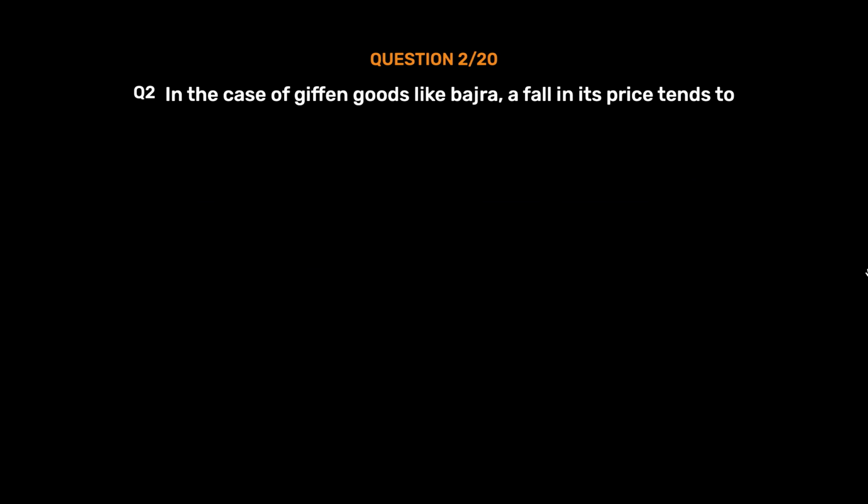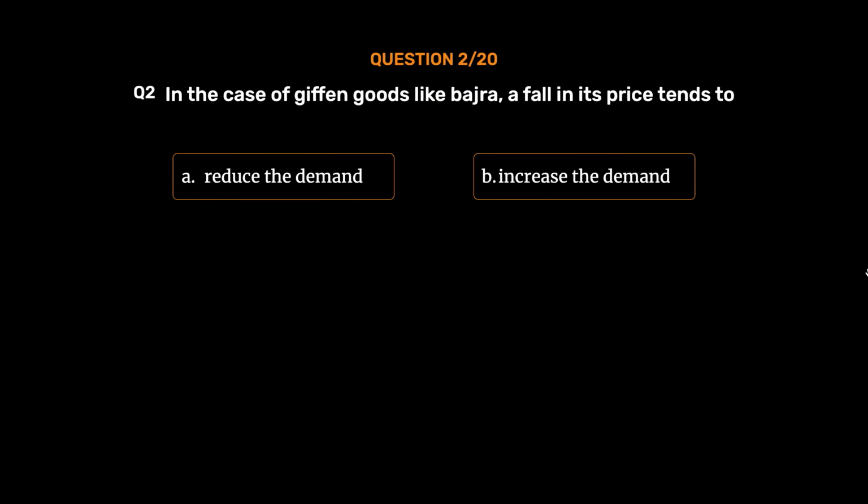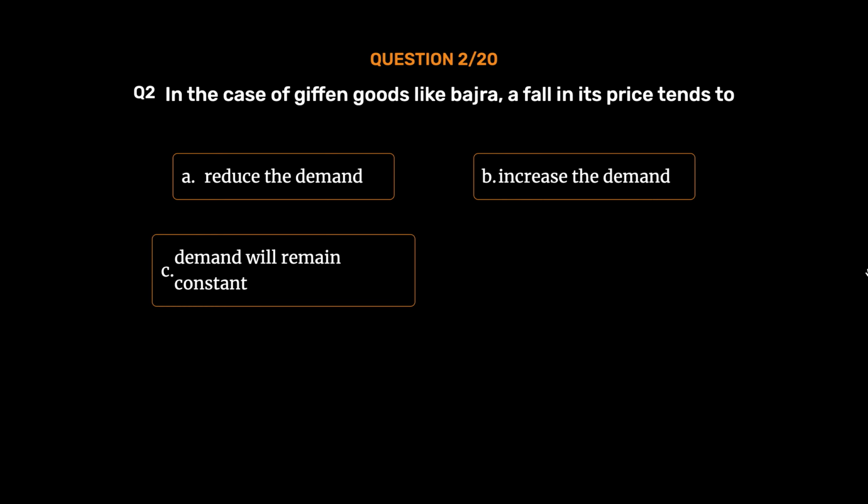Question number 2. In the case of giffen goods like bajra, a fall in its price tends to Option A, reduce the demand. Option B, increase the demand. Option C, demand will remain constant. Option D, none of the above. The correct answer is Option A, reduce the demand.